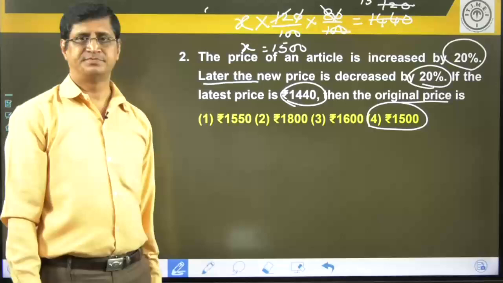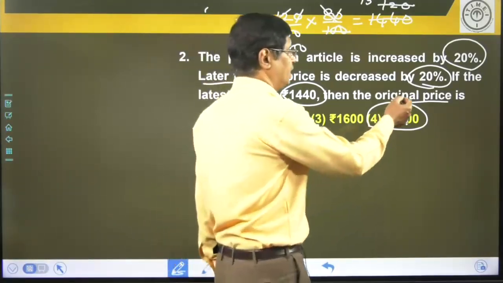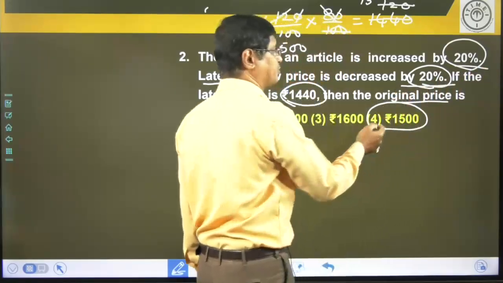This is one approach. What is the second approach? Just look at this one: increase by 20% and decrease by 20%.